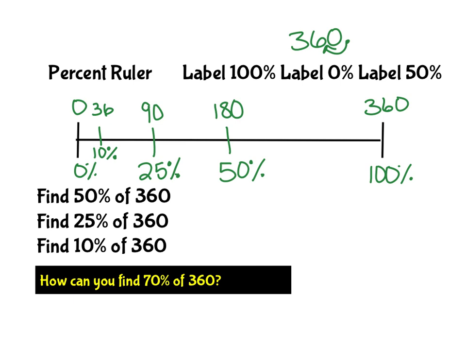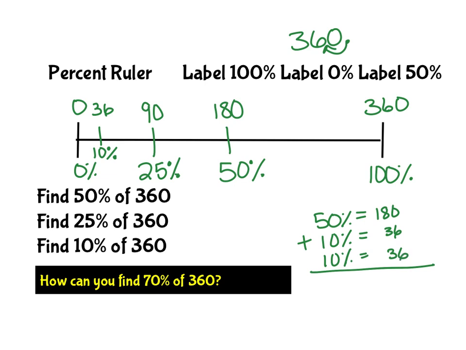Then it says, how can you find 70%? So you could have done it however you wanted to, but I think what I would do is take 50% and a couple of 10%, and I would add those together. So this is 180, and these are both 36. And then if you add those together, you should get your answer of 252.